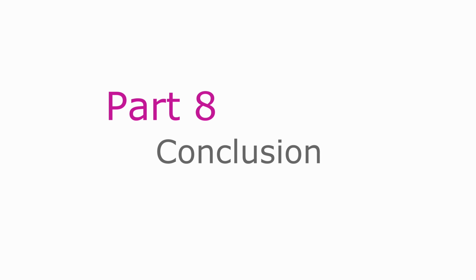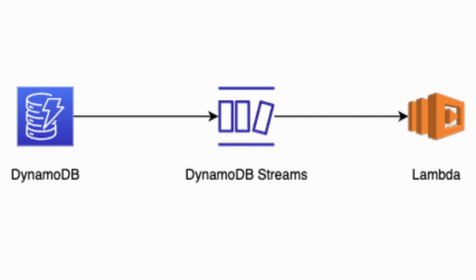Conclusion. You now know how to use DynamoDB streams to automatically trigger Lambda functions. This powerful integration allows you to process changes in your database in real time, making your applications more responsive and dynamic.